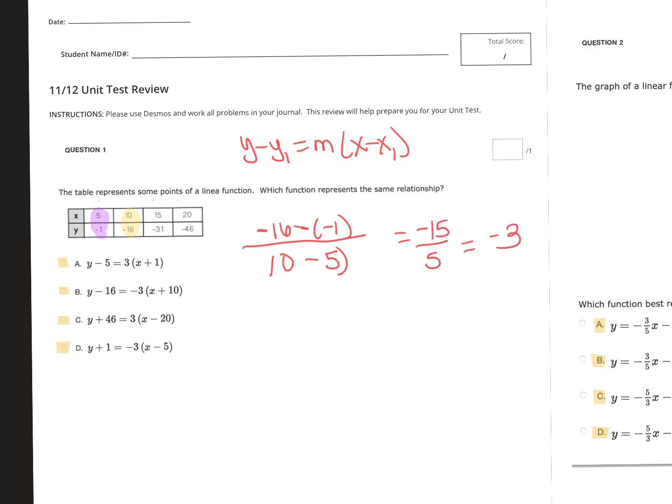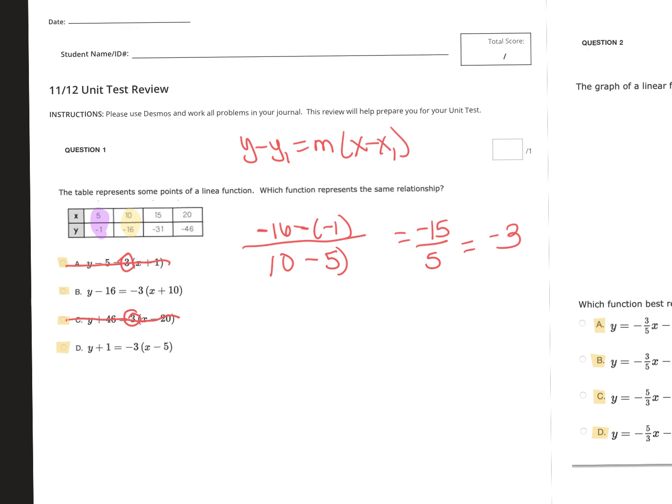my slope is negative 3. Now looking at my answer choices, I already know I'm not going to choose C because this tells me that that's a positive slope, and I'm not going to choose A because that right there, that is my slope. Okay, so I am left with B and D. So looking at B and D, my slope is correct.